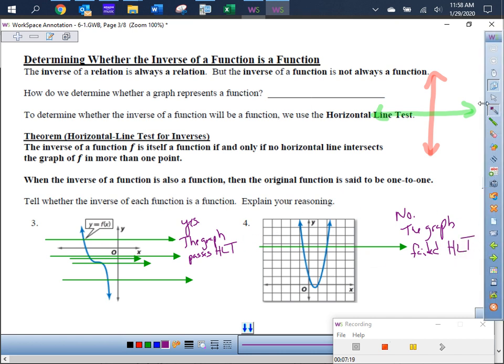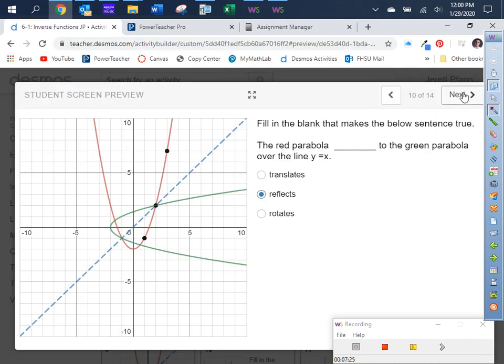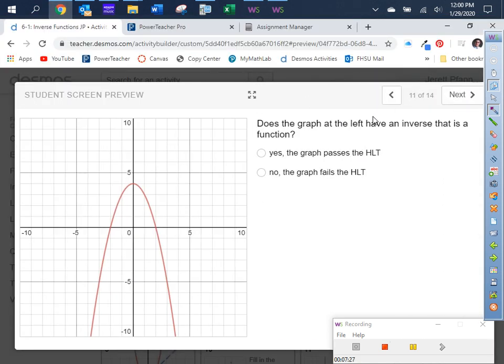So there's two warm-ups. Let's go back to Desmos, and there are just 4 more simple problems right here. They want to know if the inverse is a function or not in this case. So go back there, finish that real quick, and then come back to the video.